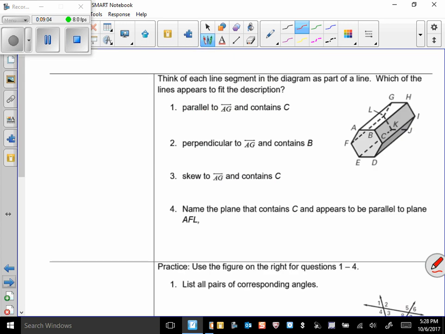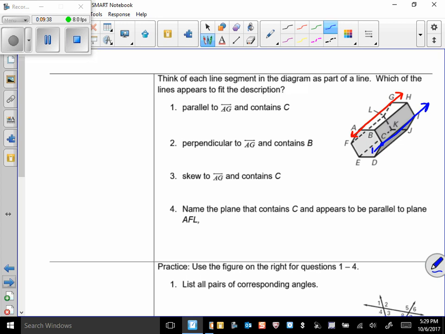Okay, let's see what we have now. So let's look at this figure we have and think of each line segment in the diagram as part of a line. Which line appears to fit the description? Okay, so let's see. Parallel to AG, here's AG. You may need some colored pencils. No, not may, definitely. You will definitely benefit from having some colored pencils in this unit. So let's see, parallel to AG and contains C. So parallel, remember, it's got to be coplanar. So here's point C right here. So I'm going to say it's got to be this line, right?